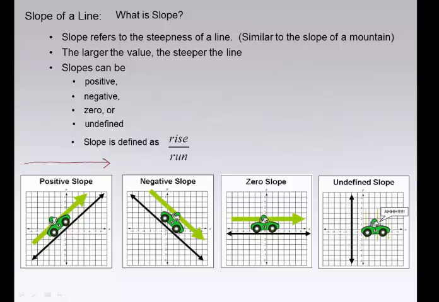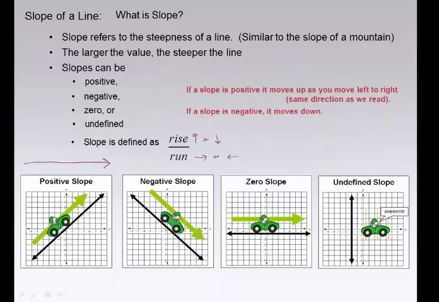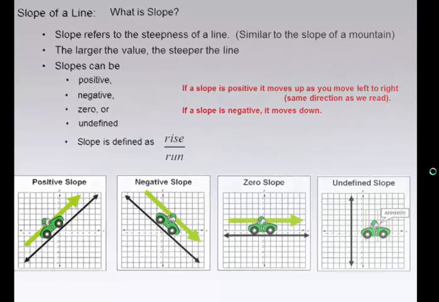Slope is defined as rise over run. Rise being how far you go up or down, and run being how far you go left or right. I guess that should have been right or left. If slope is positive, it moves up. If slope is negative, it moves down.